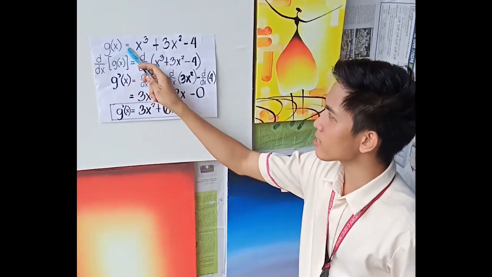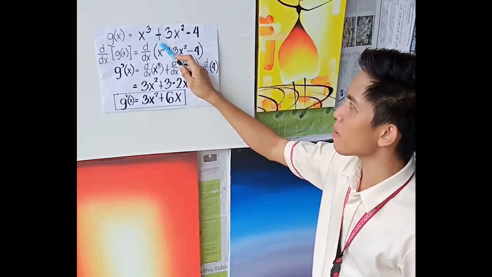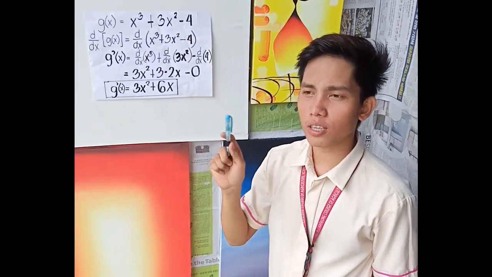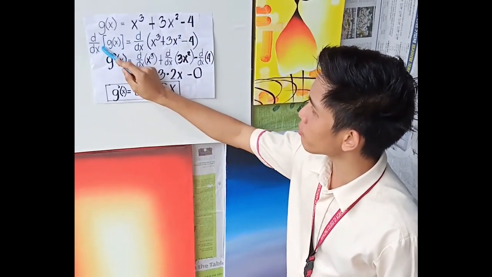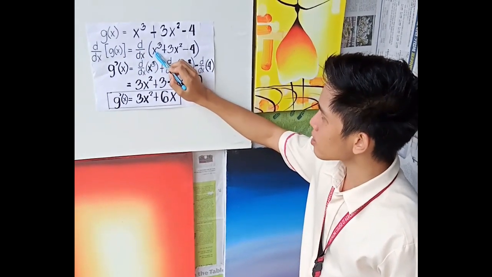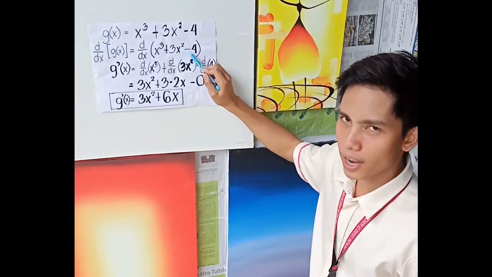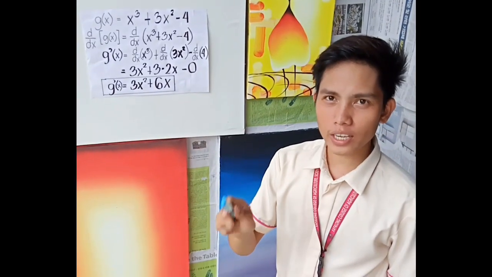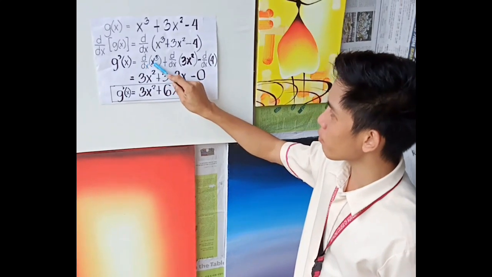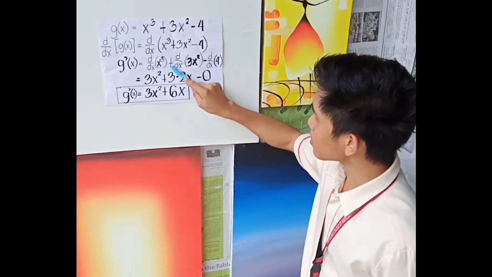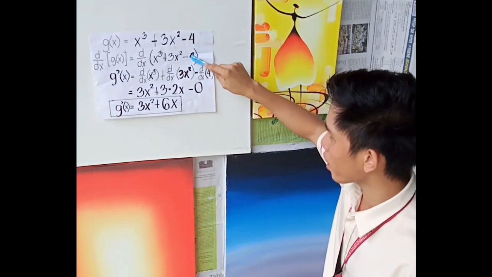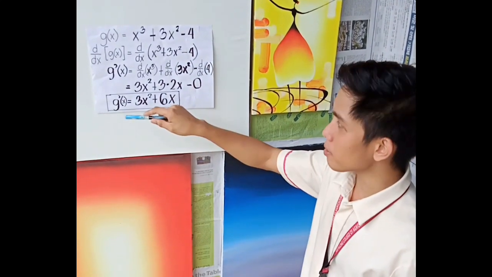If we have g of x equal to x to the third power plus 3x squared minus 4, what we are going to do is to derive both sides. So we have the derivative of g of x equal to the derivative of x to the third power plus 3x squared minus 4. Next, we need to derive each term: the derivative of x to the third power plus the derivative of 3x squared minus the derivative of 4. And we need to simplify.